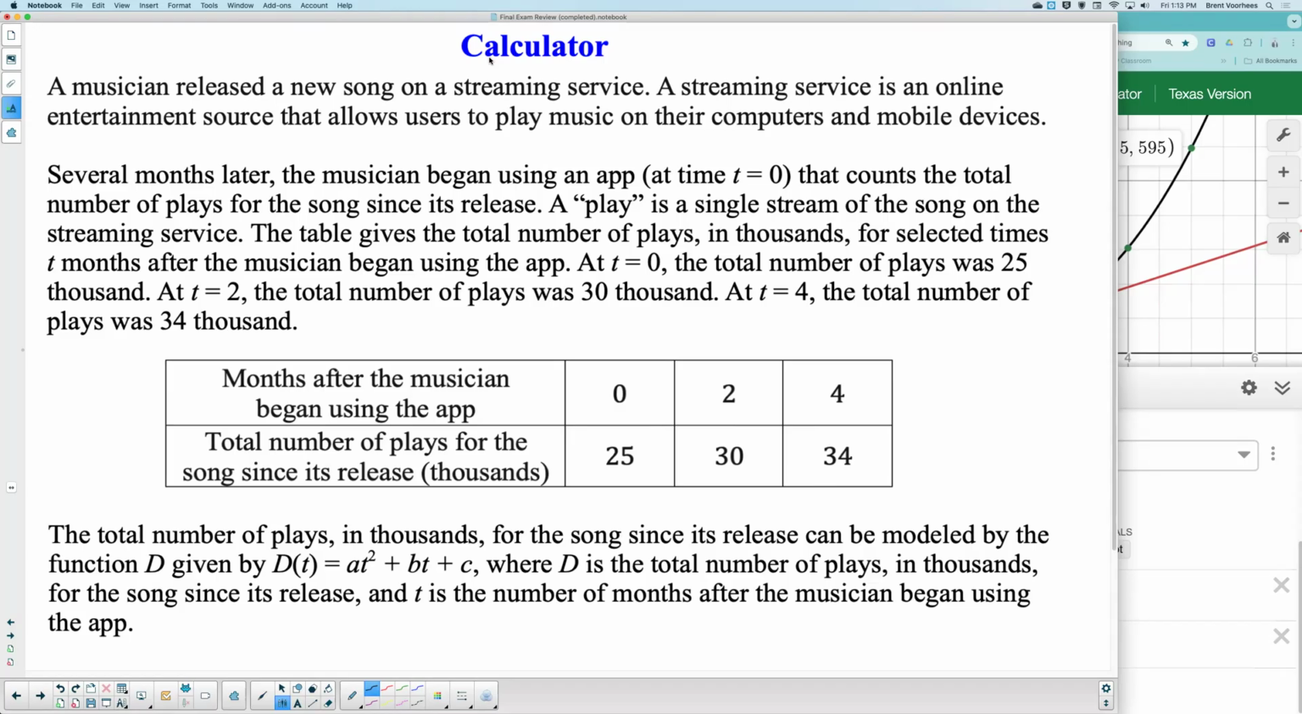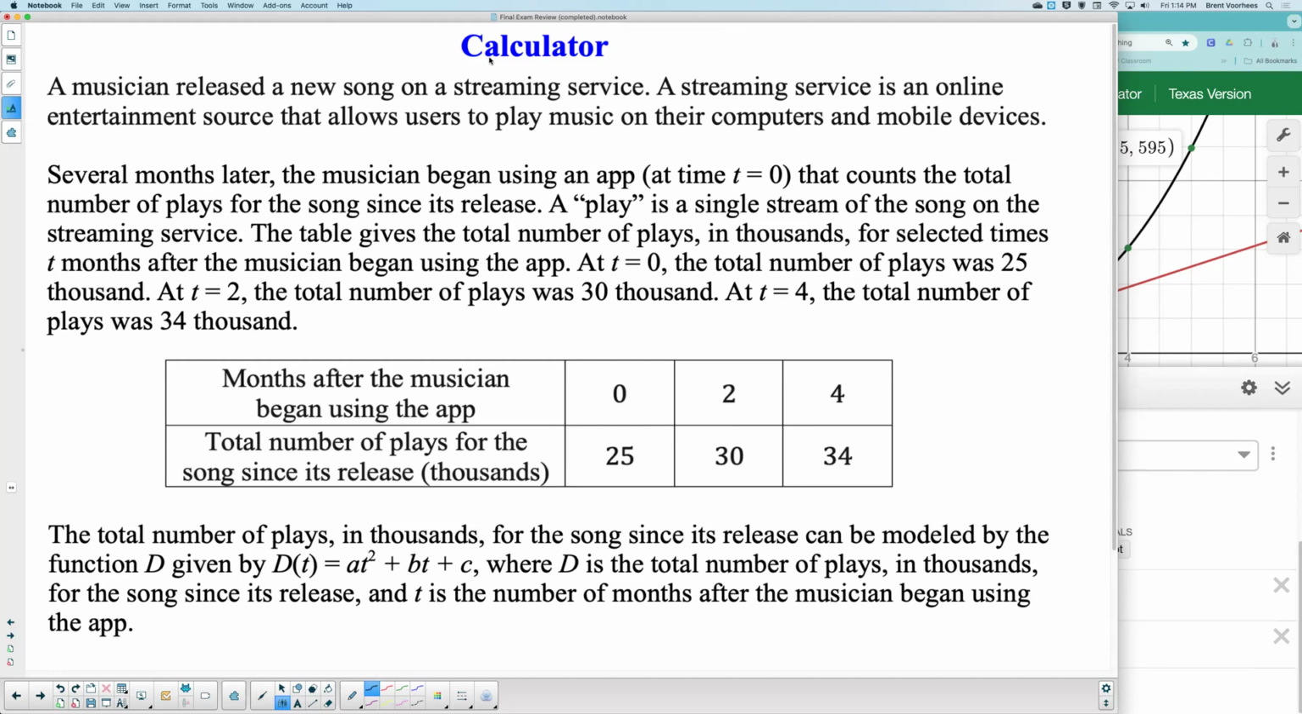In case you did not know, hey, focus with me. A streaming service is an online entertainment source that allows users to play music on their computers or mobile devices. Several months later, the musician began using an app at time t equals 0 that counts the total number of plays for the song since its release. A play is a single stream of the song on the streaming service.